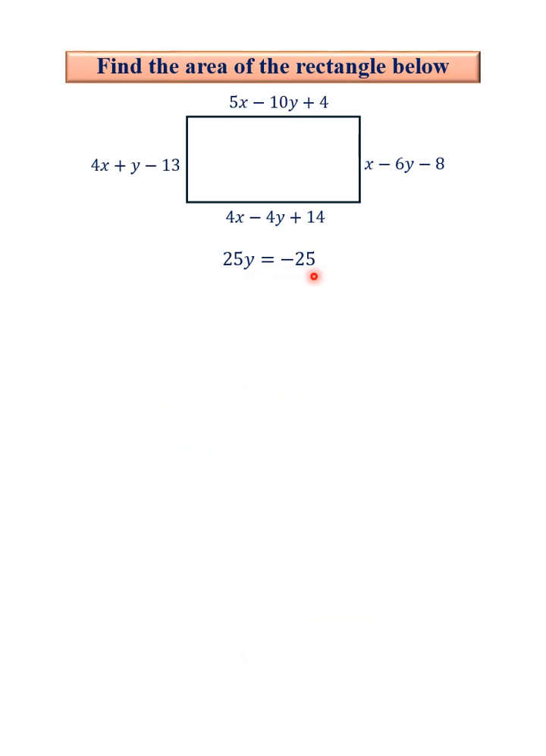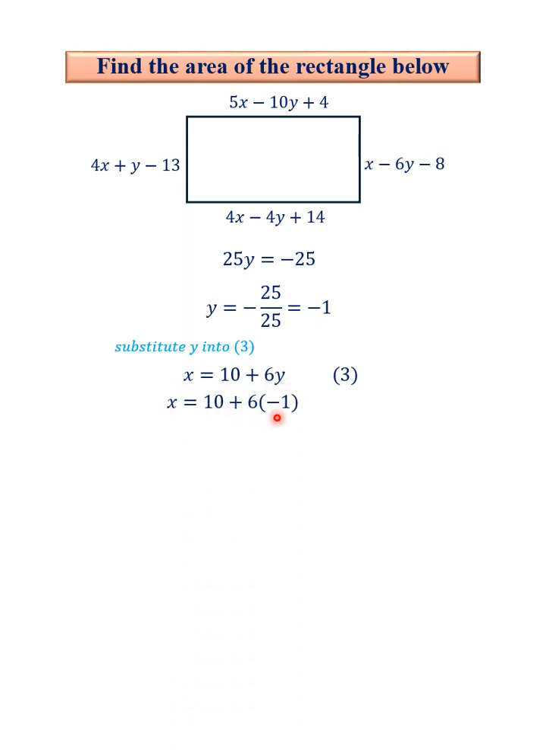25y equals minus 25. So to obtain y, we divide both sides by 25. So that y will be equal to minus 25 all over 25, and that is equal to minus 1. Now we know the value of y. To obtain the value of x is very easy. We just put the value of y into one of those other equations. Let's put it into equation 3, where x equals 10 plus 6y. If we put minus 1 here, we have x equals 10 plus 6 into minus 1. 6 times minus 1 is minus 6, so we have x equal to 10 minus 6, and that is 4. Now we know the value of x, we know the value of y.